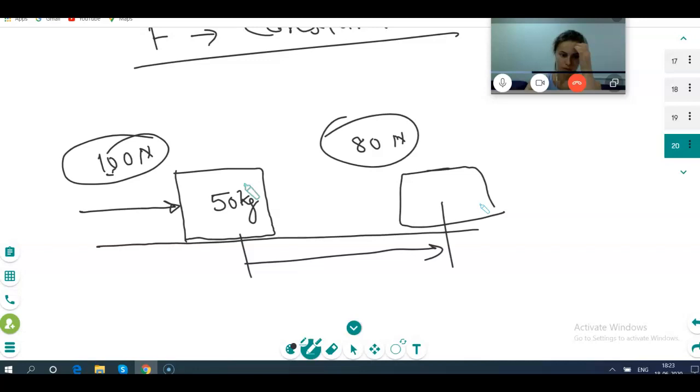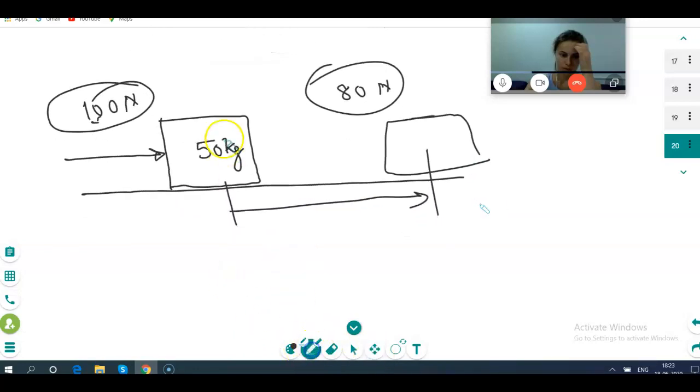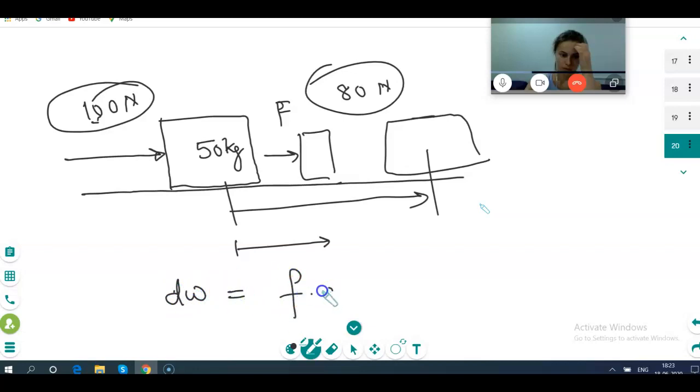Physics now uses differentiation and integration. Is it clear? So what we will do, let us assume at any point of time the box is here. How much force have you applied here? F. At this point you have displaced a very small distance. So what is the work done? Small work done. dW is equal to F dot dx.